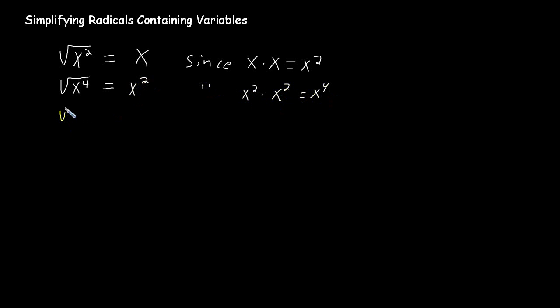Look at another example, square root of x to the sixth power. What times itself will give you x to the sixth power? Well, the answer is x cubed. And that would be since x cubed times x cubed equals x to the sixth power. You may start noticing a pattern establishing.